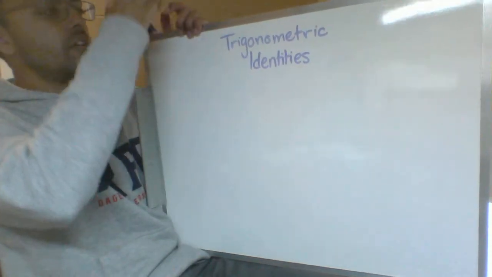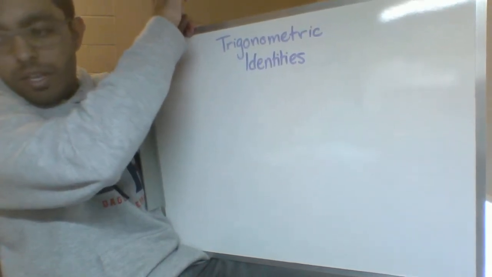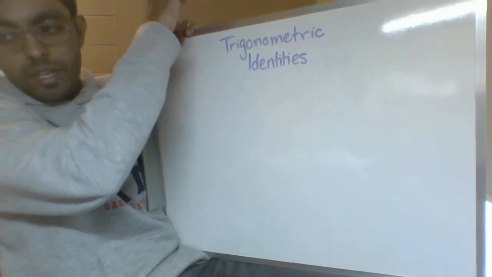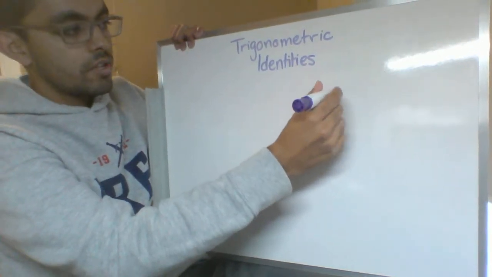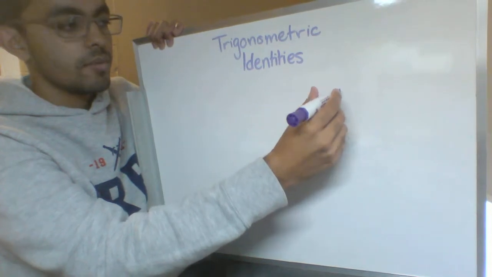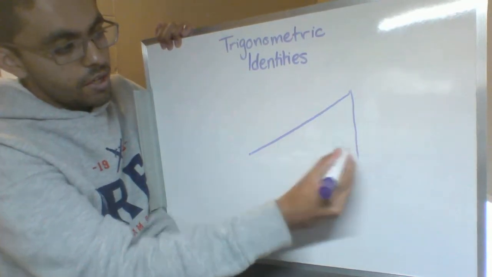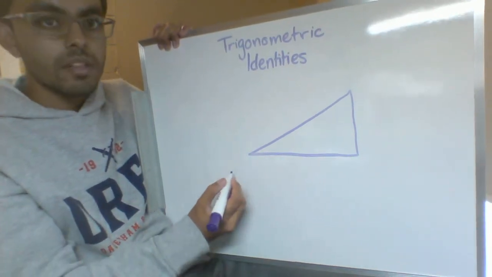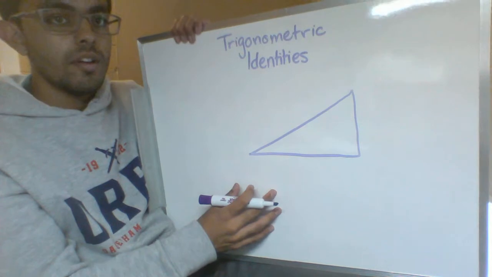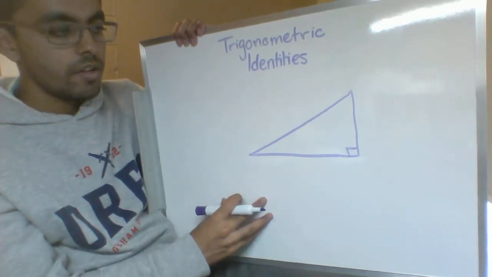So the first one, we're actually going to derive both of these identities, and what that means is we're going to start without the equation. We're going to start with something else, and we're going to create the equation ourselves. So what we're going to start with is a triangle. Simple enough, and it's going to be a right triangle.